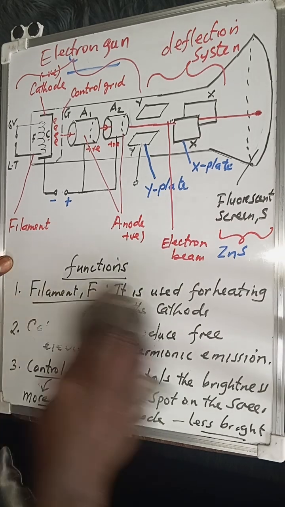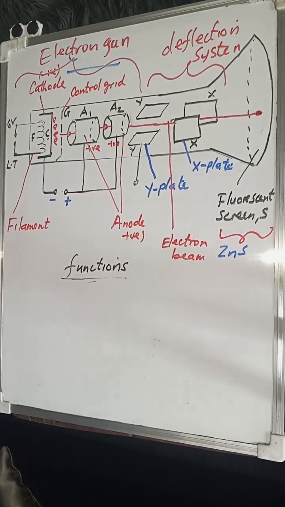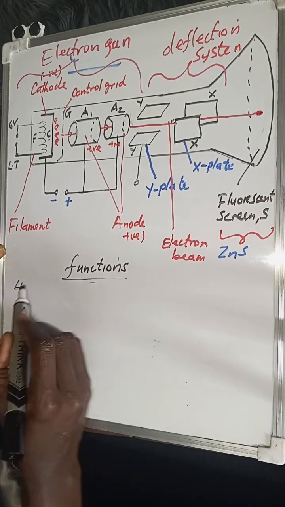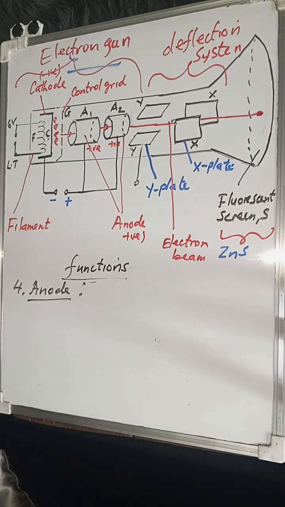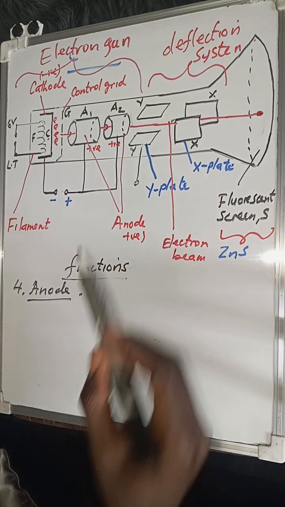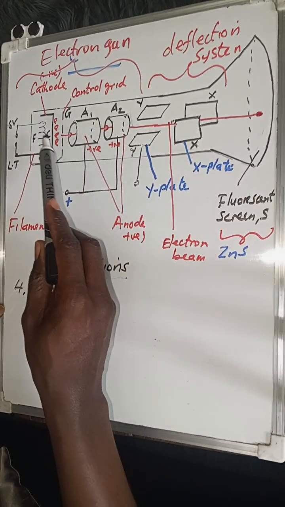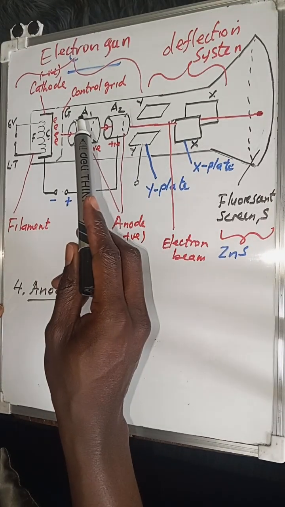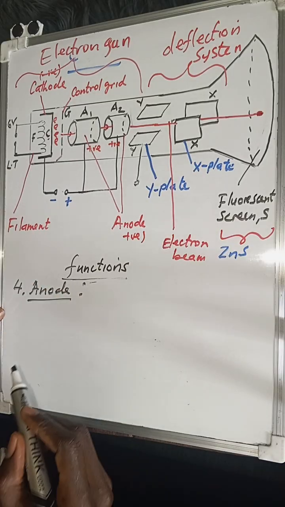All right, let's move on and look at the fourth one, the anode. What does the anode do? I can simply say the anode has two functions. You need to remember that it is maintained at a positive voltage with respect to the cathode. Why is it maintained at a positive voltage with respect to the cathode? It's because of the role that it does.